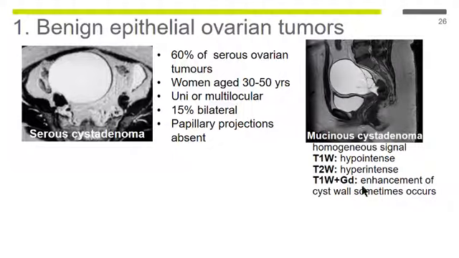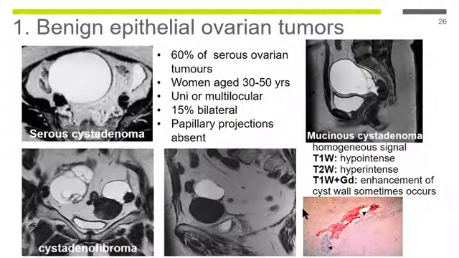That's a serous one. This is a mucinous one. It doesn't really make a difference. Basically, they look like cysts. They're hypointense on T1, hyperintense on T2, and you can get some enhancement of the cyst wall.